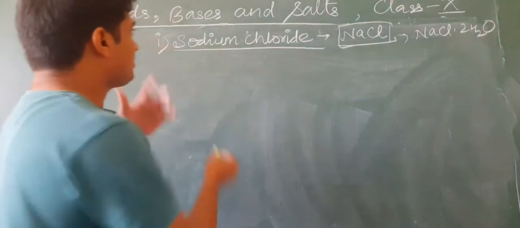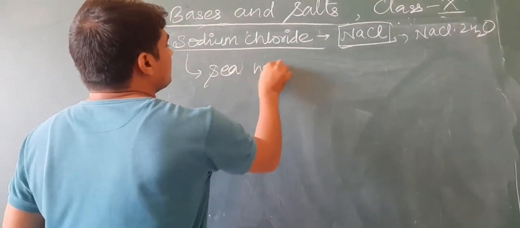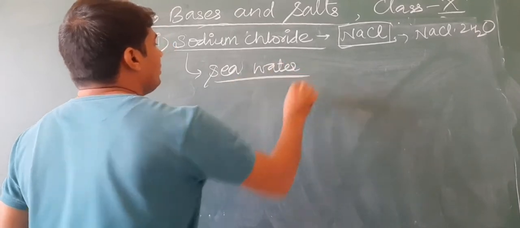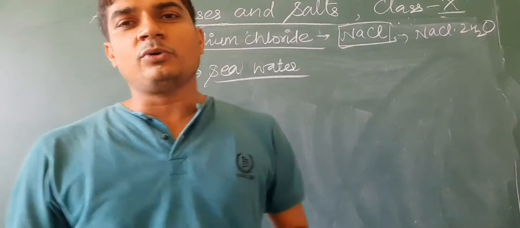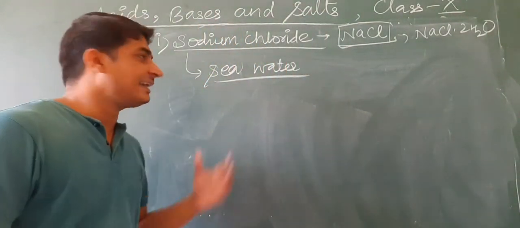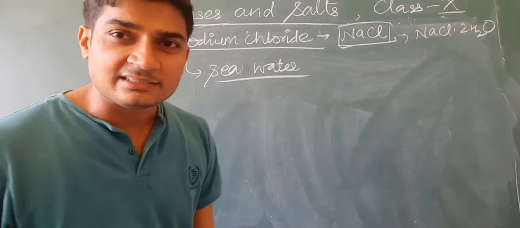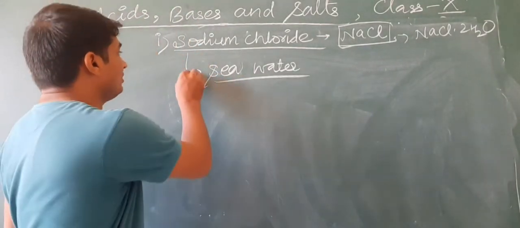For example, what are the sources? From the sea water. Sea water is actually a mixture of many salts, in which the most abundant is sodium chloride. Along with that, magnesium chloride and calcium chloride are also present. So sea water is an important source of common salt.